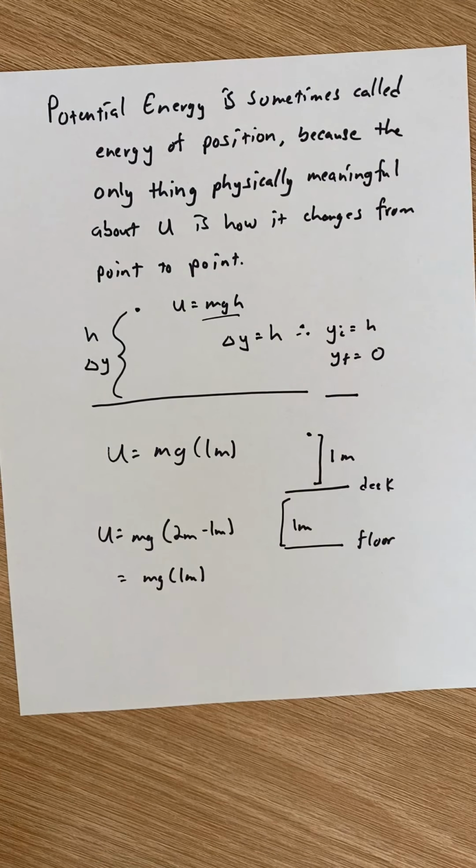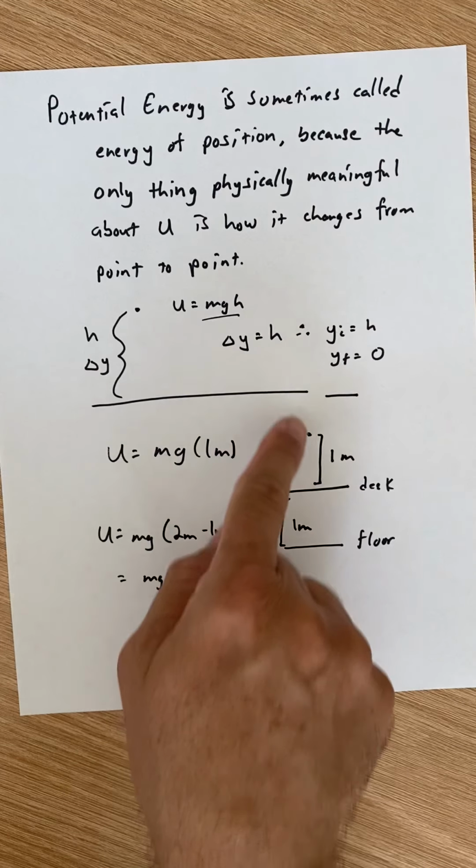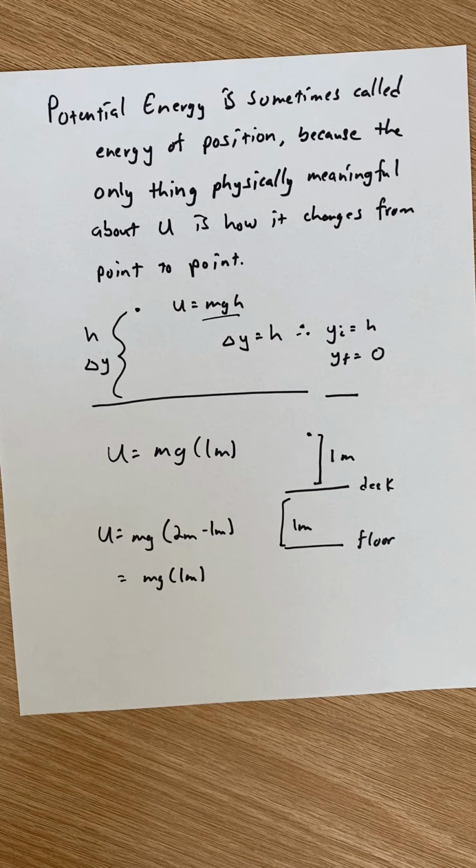That is an explicit result of the fact that your origin is user selectable. All that matters is how it changes from point to point, right? So that is gravitational potential energy, kind of in a nutshell. We're going to look at a different kind of potential energy in the next video, which also arises from a conservative force.